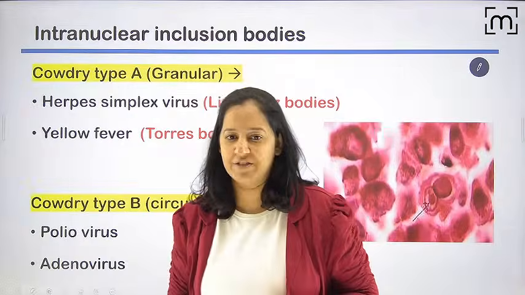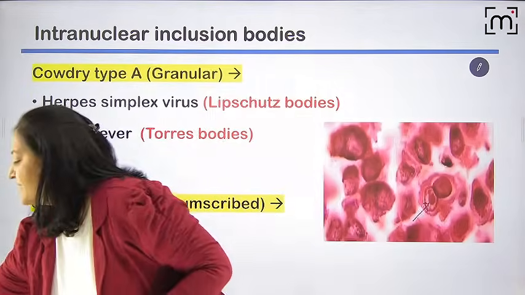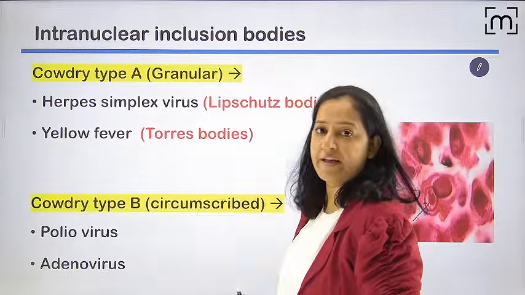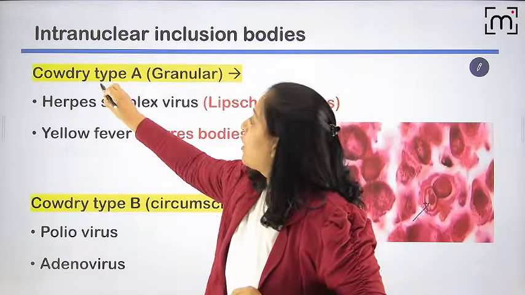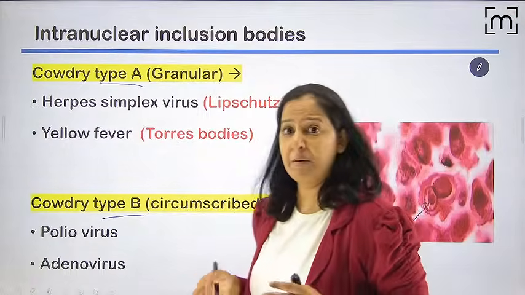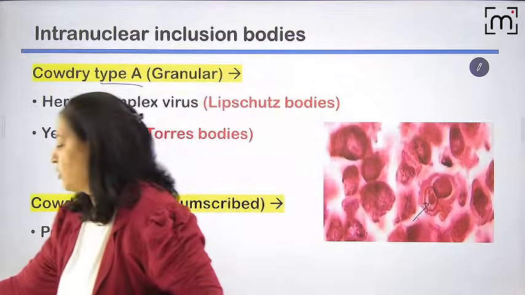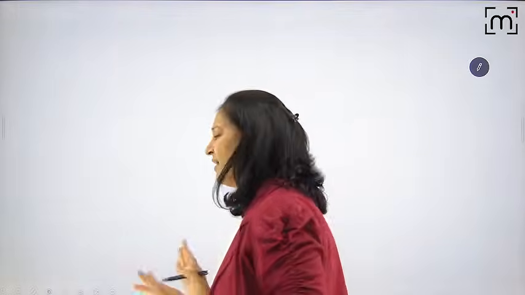I will fill it in the end. Okay, coming to the next. The next is intranuclear inclusion body. They are of 2 types. Cowdry A, Cowdry B. Now you will say, ma'am, ye kaise aa paaye? What are the 2 types? Cowdry A, Cowdry B. Both are intranuclear. Only the words are catchy. They're very easy.